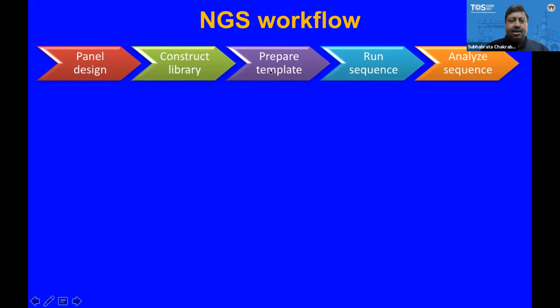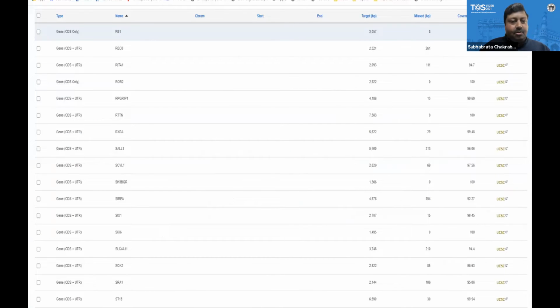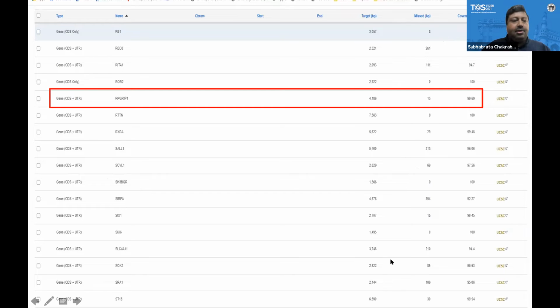And then there are technical issues of constructing those libraries, preparing the templates, and analyzing the sequences. I'll not go into those details, but what I'll definitely go into is designing the panel. Once a panel is designed, even if it is a whole exome or a targeted exome, one needs to know if your genes are adequately covered. For instance, I'll just give an example. These are a list of genes within a panel, and these are the regions that are covered. But what is important is what is uncovered.